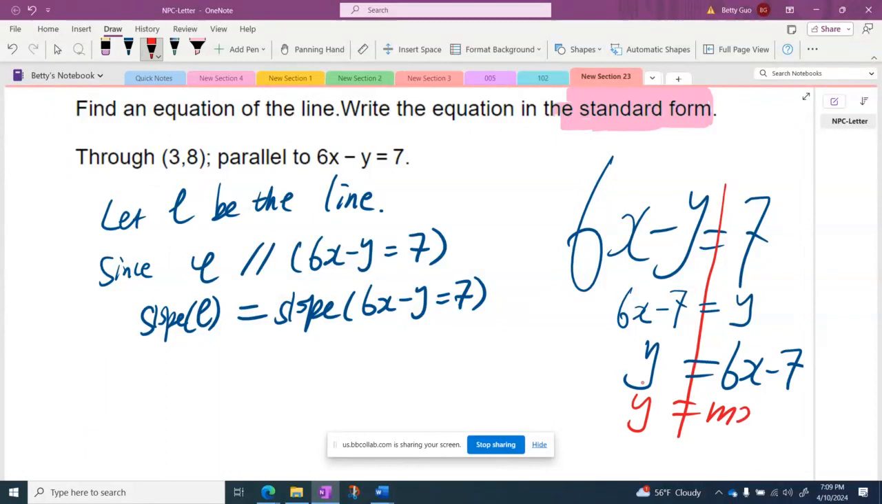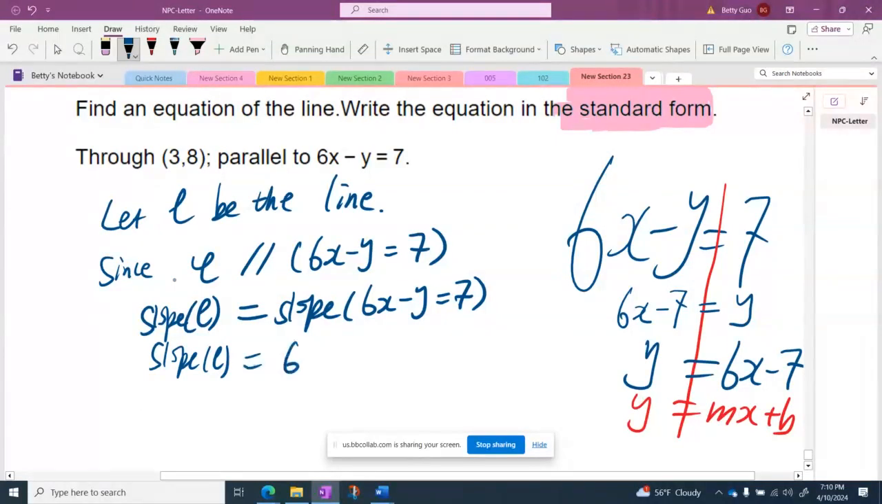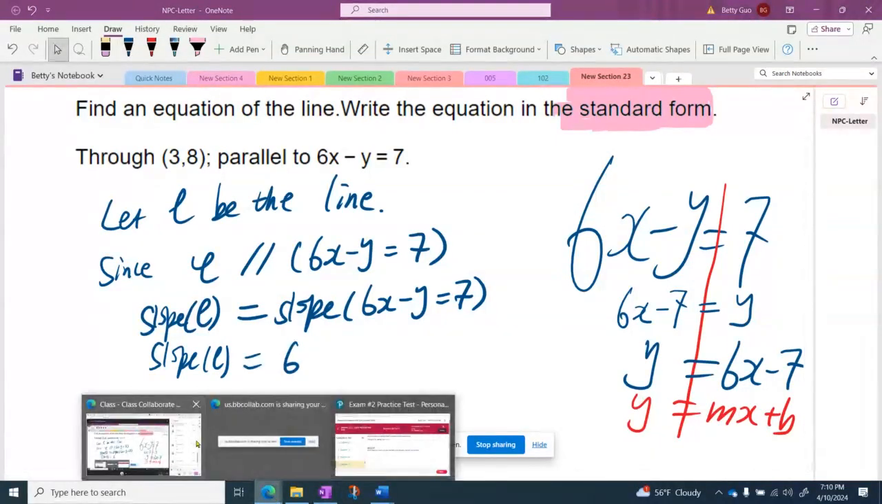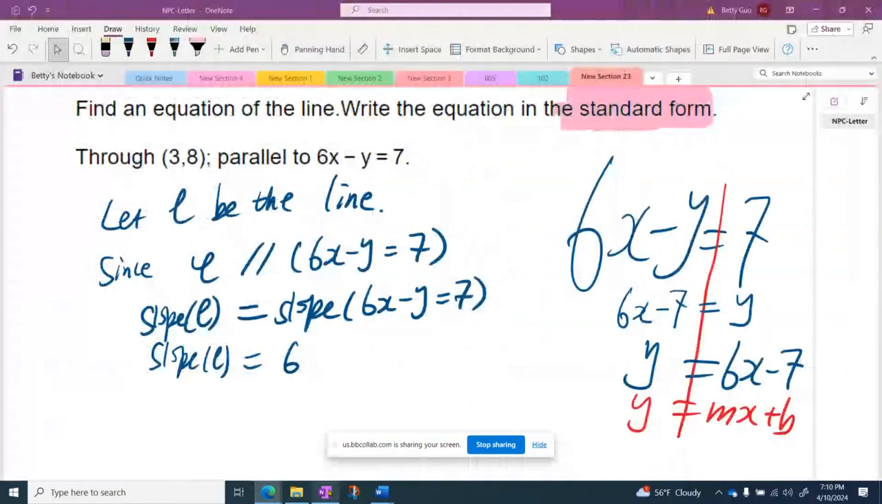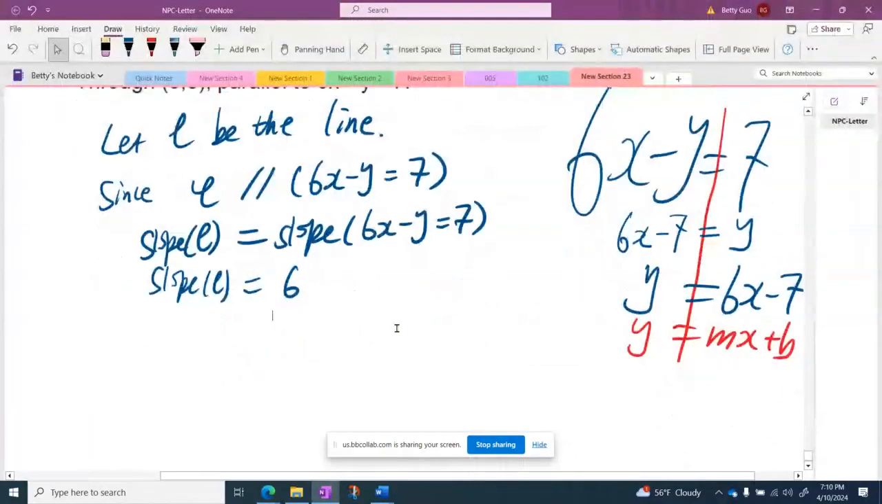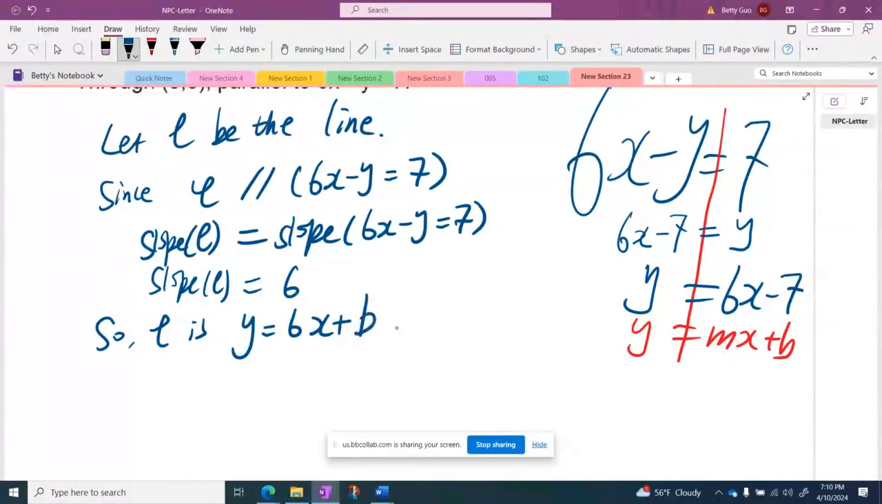y equals mx plus b. So tell me, what is the slope? Positive 6, right guys? The slope of L is positive 6. Very good. Thank you guys for sharing. So we can let L be y equals 6x plus b.